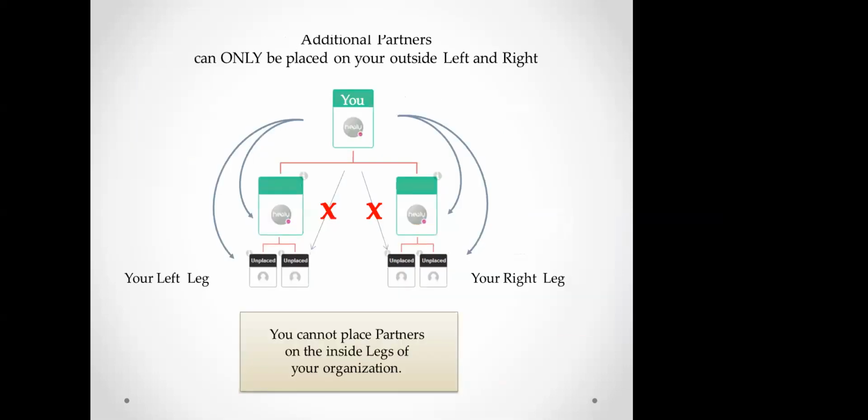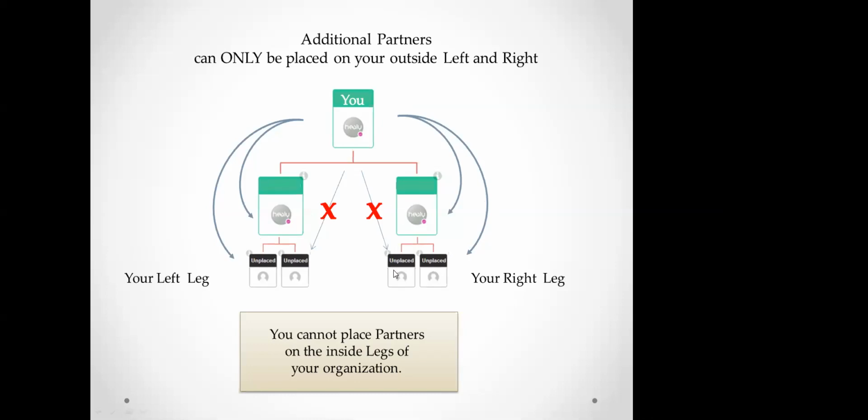Okay. Once you've placed your first two, then you at the top can only place people to your outside left or right positions. This is the hardest thing to describe over the phone to somebody. So that's why this recording is so important that we do, because these outside positions are the only place that you, in your business center, can place somebody. You cannot place somebody on the inside of any of these. As we go on, you'll see it's more in depth.